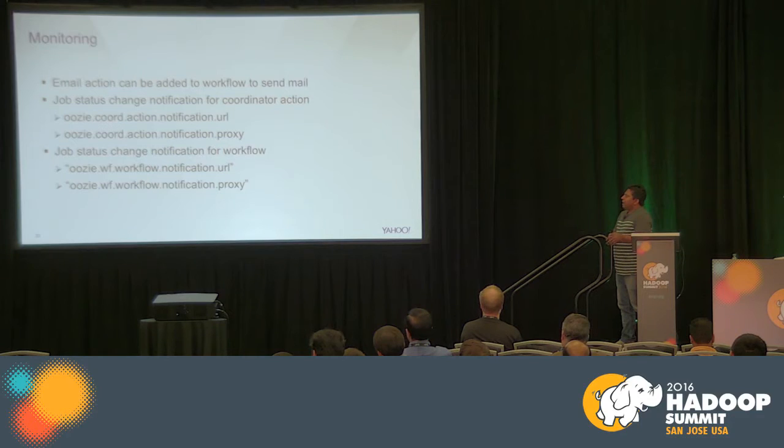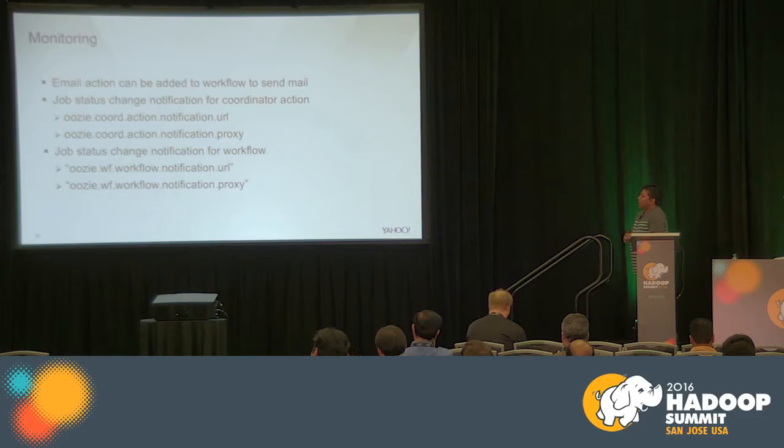You can add an email action to a workflow, and if it gets executed, it will send an email. One can also enable a job status change notification in Oozie. If those parameters are added to the job property, Oozie will send a notification if the job status gets changed. Oozie also supports a proxy. If the notification proxy is set, it's going to send an HTTP notification by the proxy. Currently, we support HTTP proxy and SOCKS proxy. This job status notification can be done for coordinator jobs as well as for the workflow.